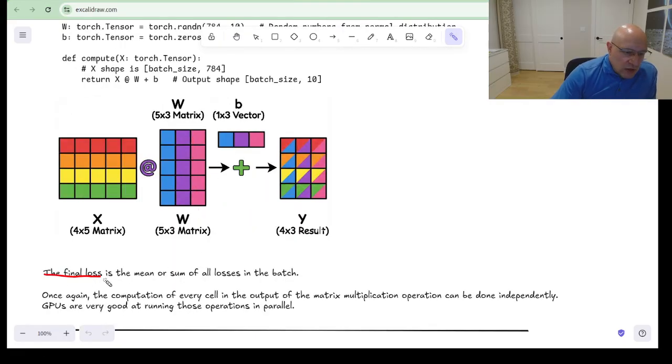And the final loss is the mean or a sum. We can use the mean function or sum function of all losses in the batch. So essentially, we compute the loss for each of the training samples, and then we sum them together, and that will be our final loss, from which we'll compute gradients.